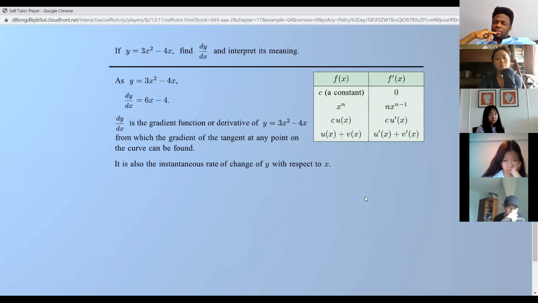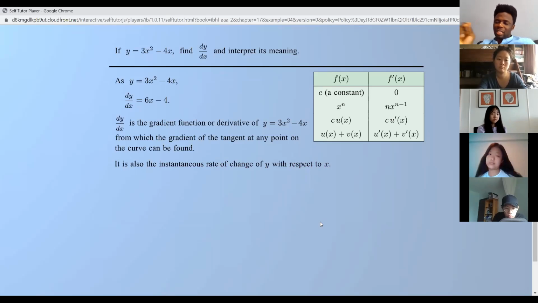Can you hear that? So that's the interpretation. It is because in the previous example, a particular value of x was given, right? That is the instantaneous rate of change at that point. Remember, we talked about 3 rates of change.